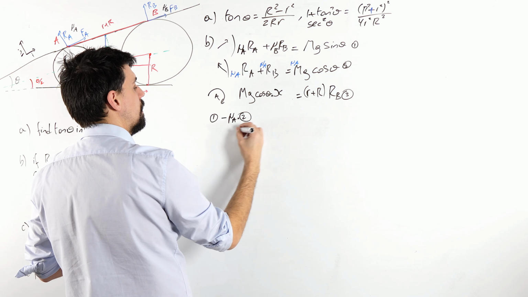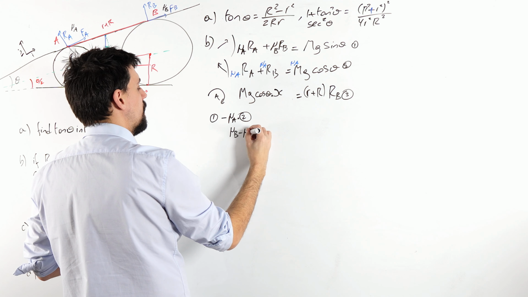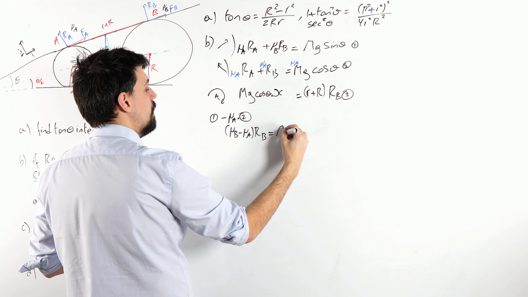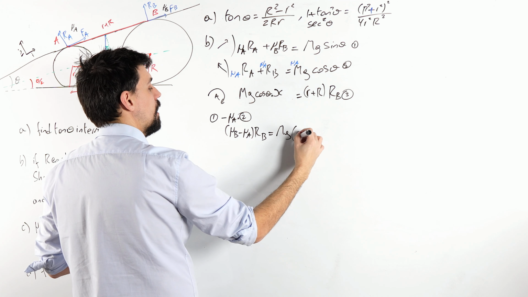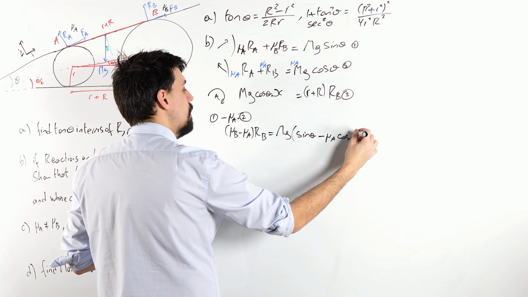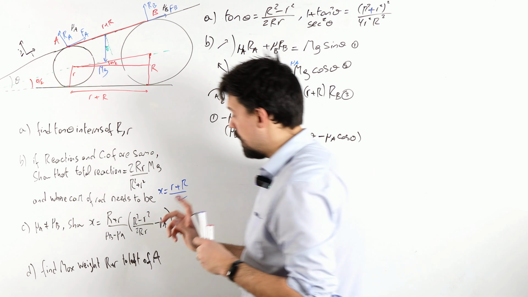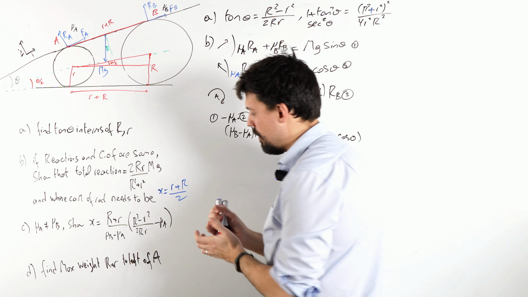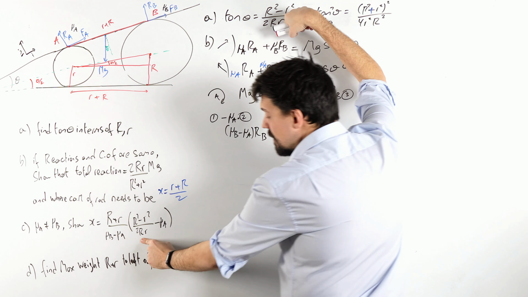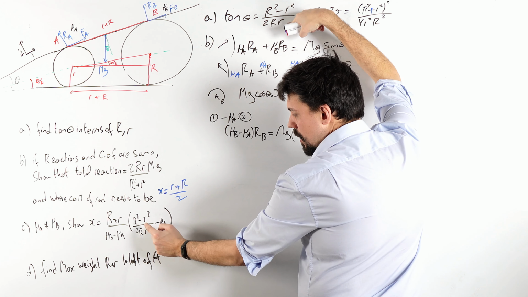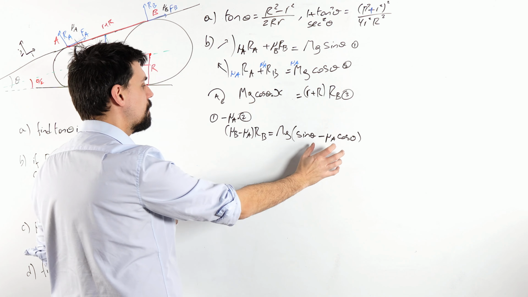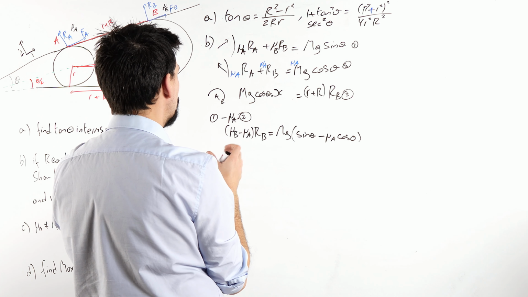So what am I left with? I'm left with a mu B minus mu A lots of RB equal to, let's factorize out the mg, a sine theta minus mu A cos theta. And now this is where we're on the lookout for things that we recognize. Look here, I've got r squared minus r squared over 2rr. That's tan theta. So I've got something tan theta minus mu A. Well, actually, we're not far off at all.